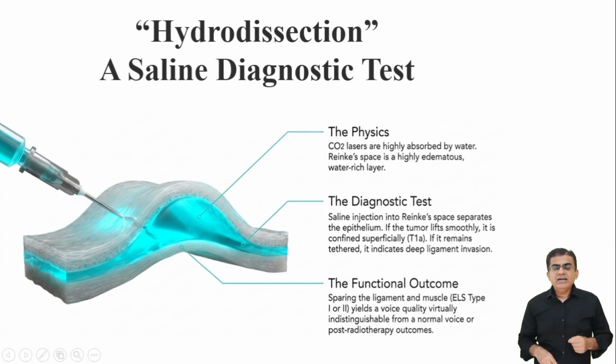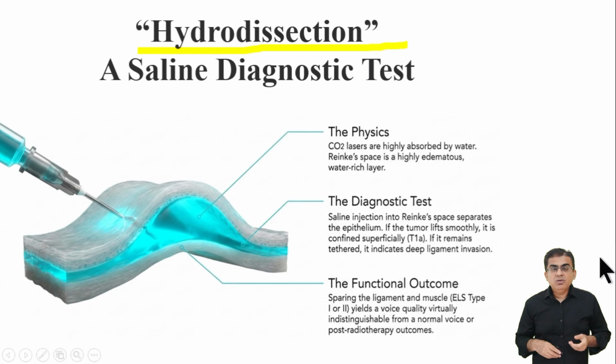Let us now look at a very practical surgical technique called hydrodissection. We know that the CO2 laser is highly absorbed by water. Reinke's space is naturally a soft and water-rich layer. During surgery, we inject a simple solution of saline directly into this space. See here. This injection acts as a brilliant diagnostic test right on the operating table.